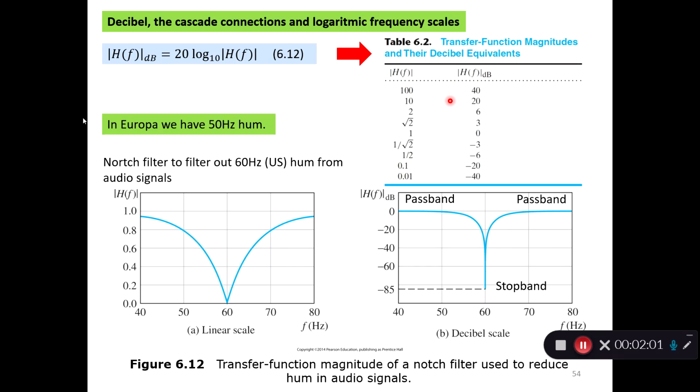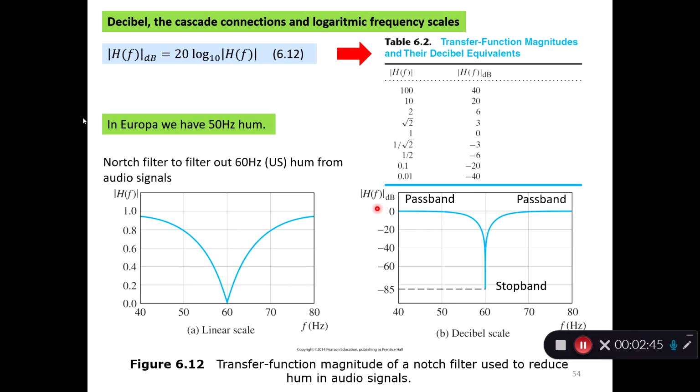Why do we need these magnitudes in dB? We see that here on the notch filter. It's a filter that's very good at filtering out one specific frequency. Here it's an American filter because it filters out 60 Hz. In Europe we would actually use 50 Hz. We can see here the magnitude of the filter, and this is just Vout over Vin. We have a linear scale down here.